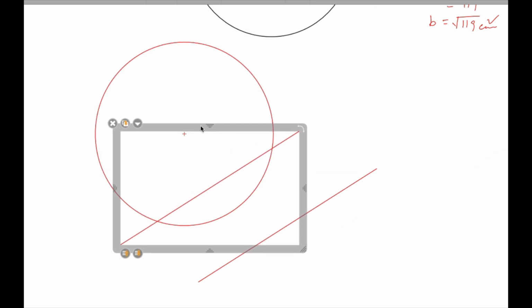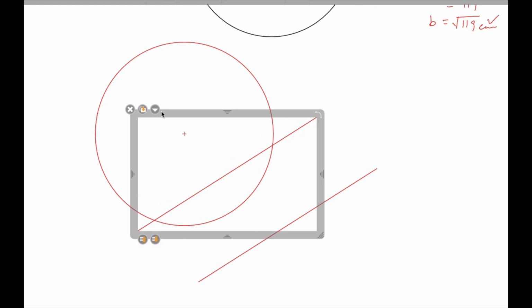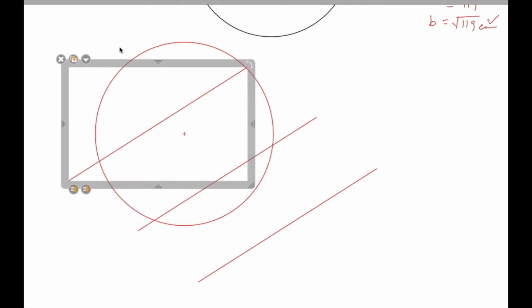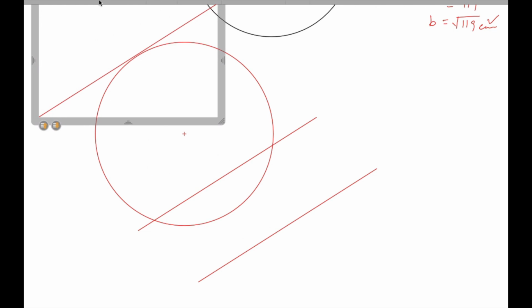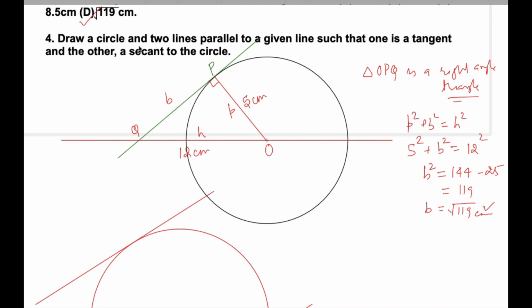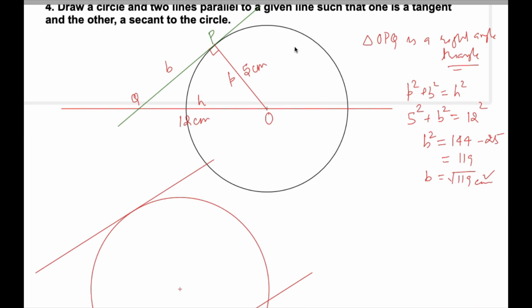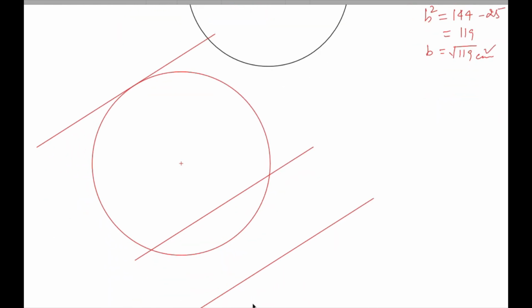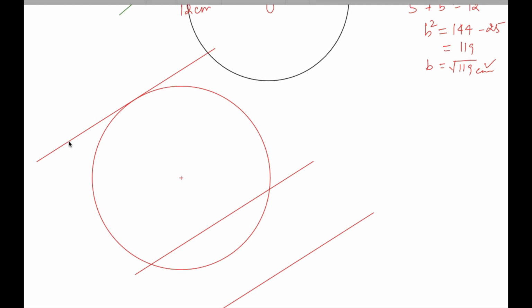So it is shifted parallel, it is parallel. Now you can take this again, and then this one will become a tangent. So this is the tangent, this is the secant, and this is the given line. So we drew a circle and two lines parallel to a given line. We can just draw a line parallel to this and another line parallel to this, right?